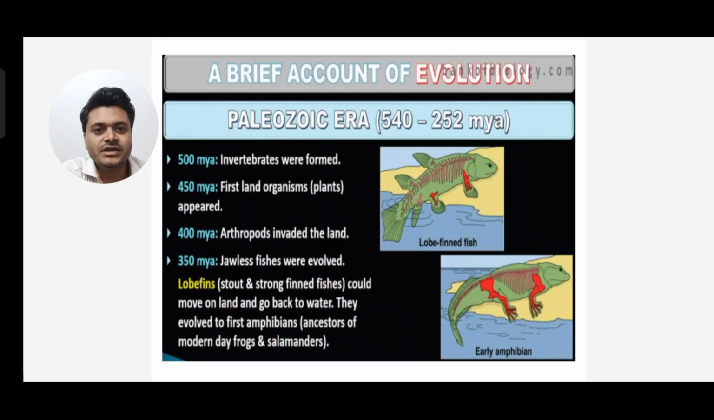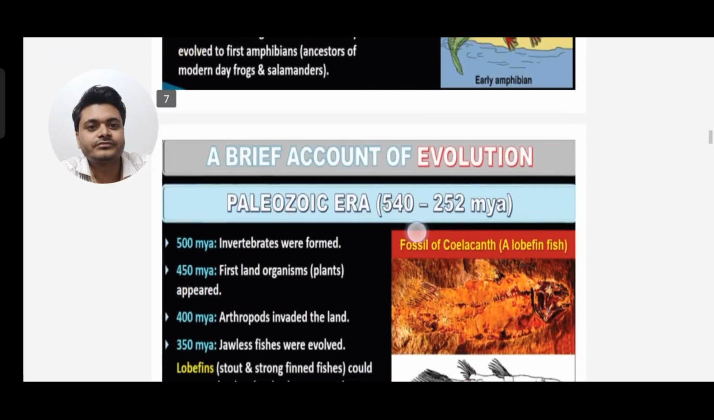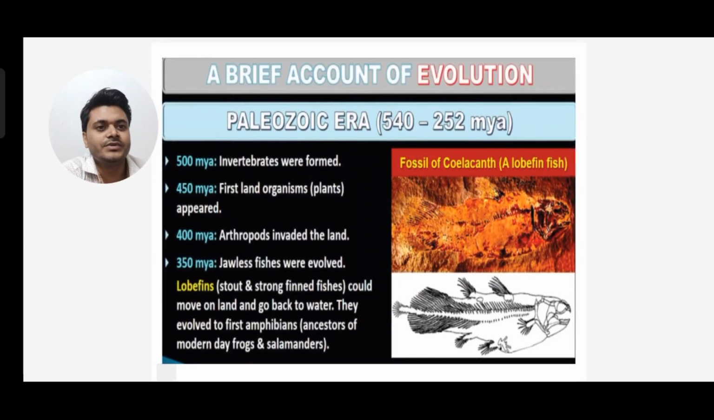So you can see lobe fins. Stout and strong finned fishes could move on land and go back to water. They evolved into the first amphibians. Okay, so these were considered the first amphibians, the ancestors of modern day frogs and salamanders. So you can see the fossils of lobe-finned fishes. You can see the structures are given there.